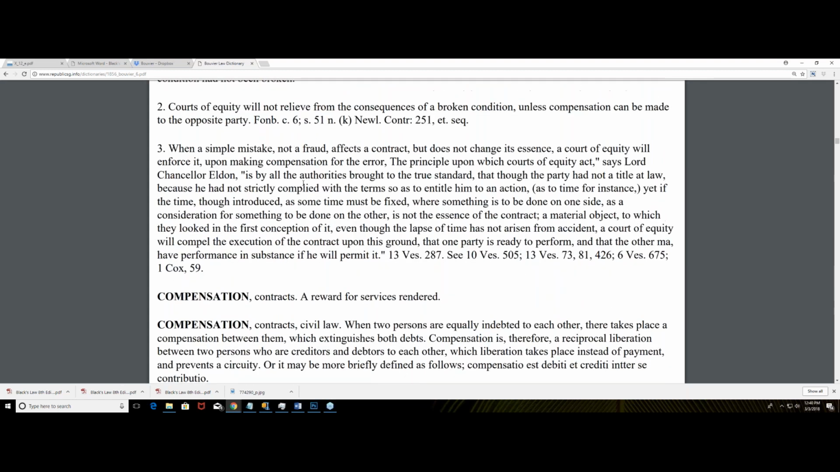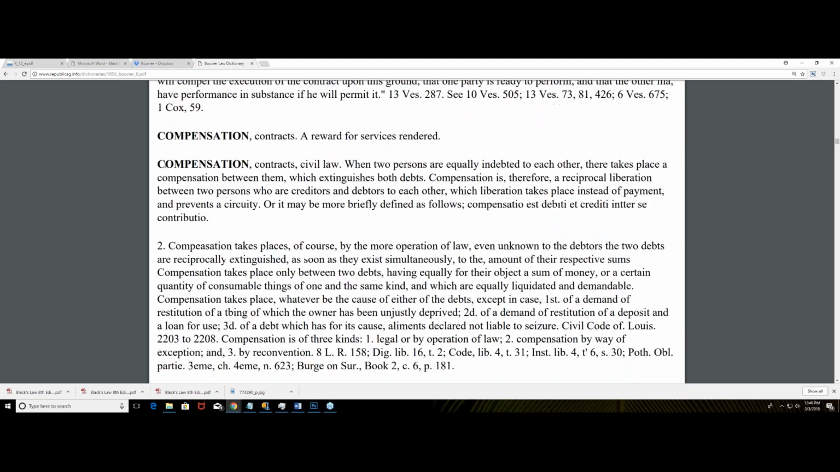And let's see. Right here. Here it is. This is one I want. Compensation. Contracts. Civil law. When two persons are equally indebted to each other, there takes place a compensation between them which extinguishes both debts. Compensation is, therefore, a reciprocal liberation between two persons who are creditors and debtors to each other. Now, how are you creditors and debtors to each other?